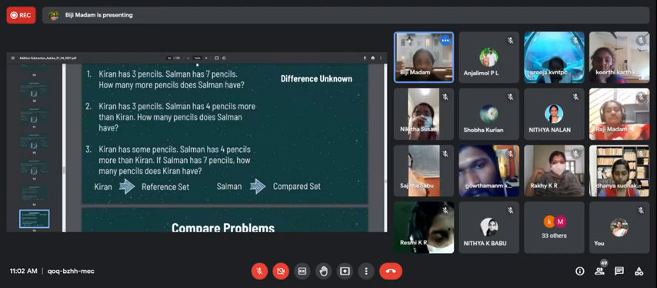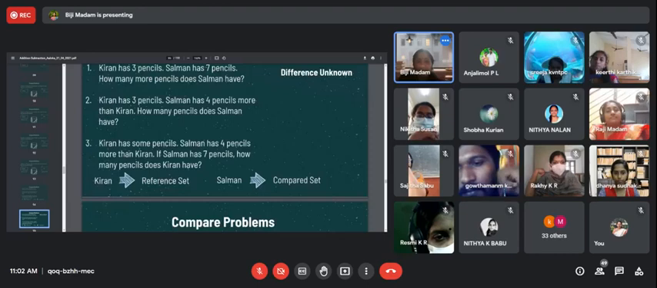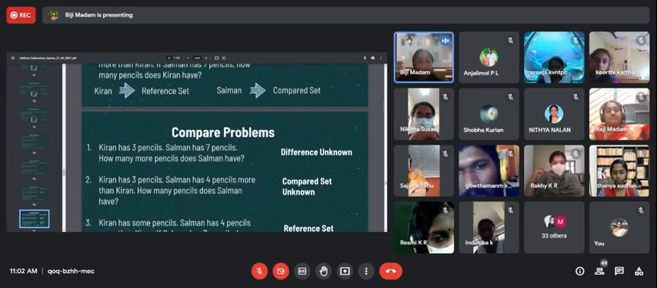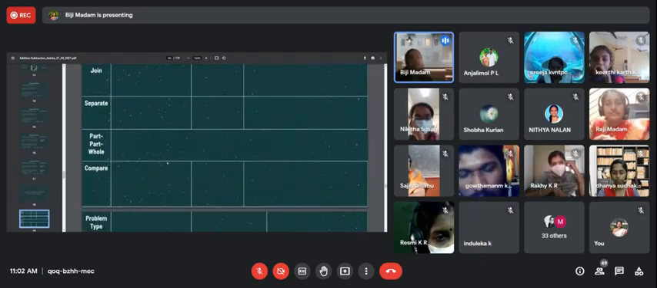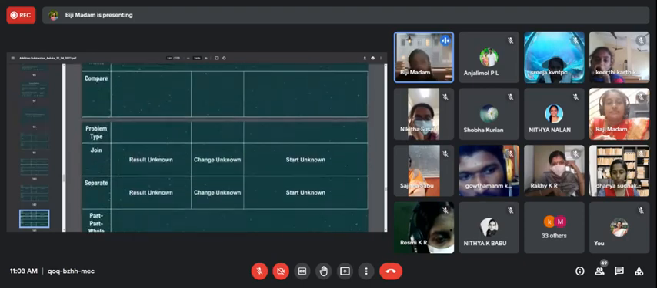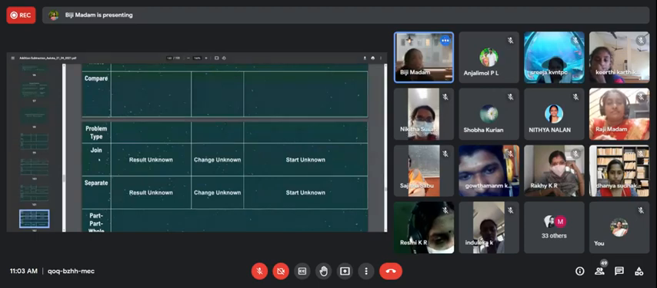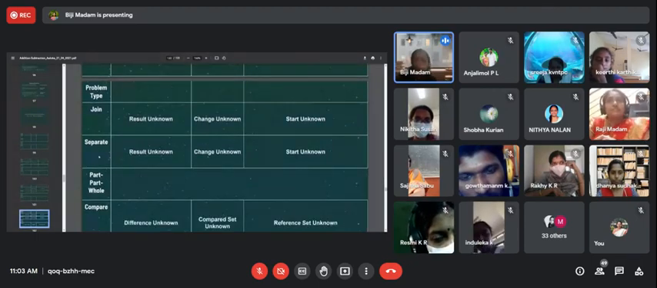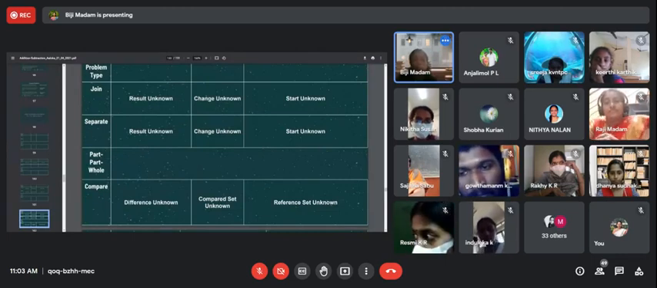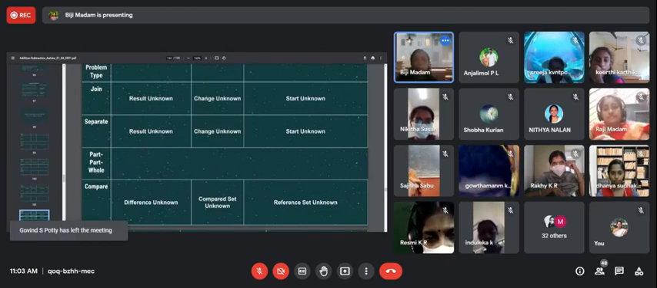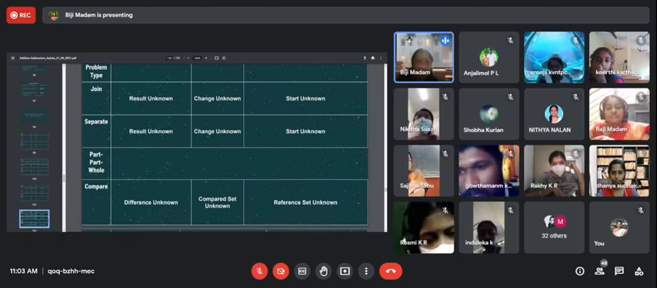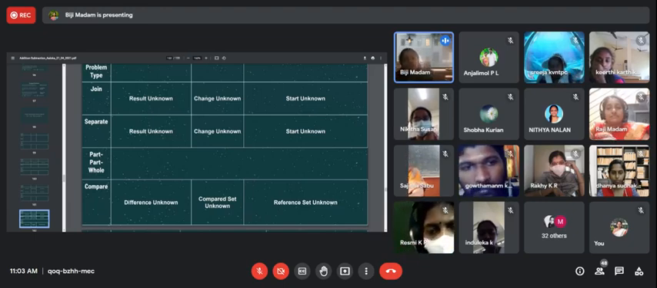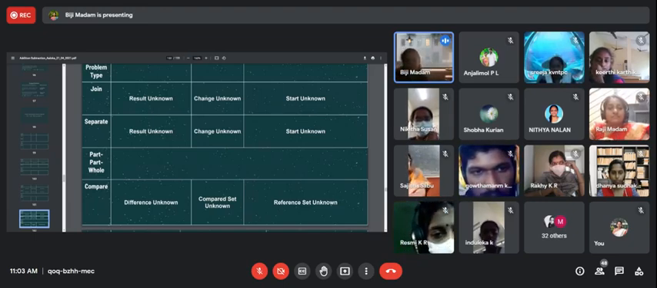In the second case, the compared set is unknown, and in the third, the reference set is unknown. So like this you can make different types of questions which come under joining, where the result or change or start is unknown. It can be a joining type of question, a separate type of question, part-whole or compare type of questions. You can make these different questions from your textbook itself, from class 1 and 2 itself. You can make these 3 types of questions with different sets of numbers.